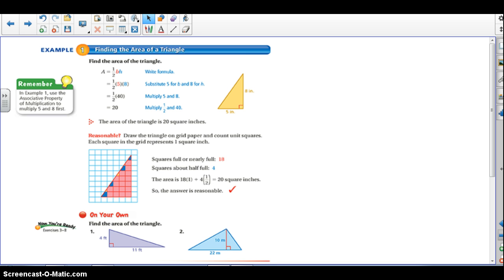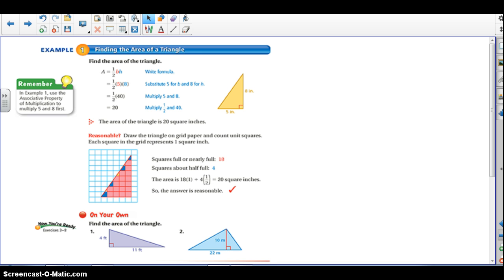Next thing, you're going to draw this triangle on grid paper, and actually you don't have to do it with this one, and count the unit squares. Each square in the grid represents 1 square inch. The squares that are full or nearly full are 18. Those are all your pink squares. The squares that are half full are 4. The area is 18 times 1 plus 4 times half, which is 20 squares.